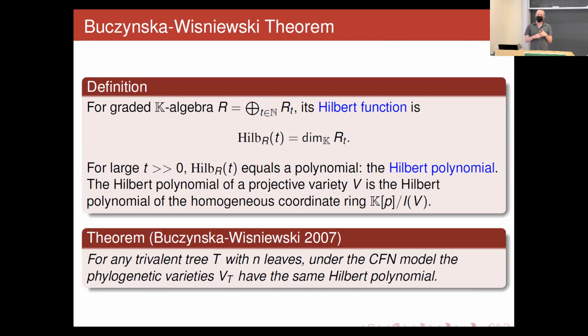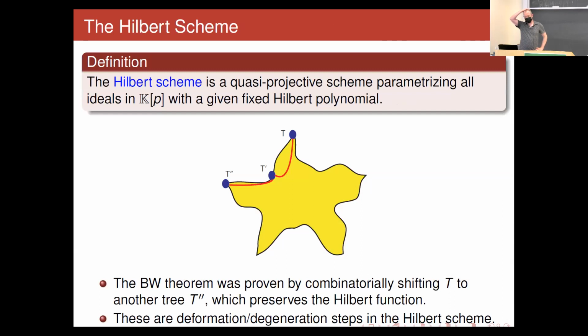And the varieties are not isomorphic to each other, unless the trees are isomorphic to each other under some permutation of the labels. So there's something non-trivial going on about why these varieties are related to each other. Again, what we're saying here is that in the Hilbert scheme, which parameterizes all quasi-projective schemes that have the same given fixed Hilbert polynomial, each tree is giving you a different point, and they're all in the same component of the Hilbert scheme.